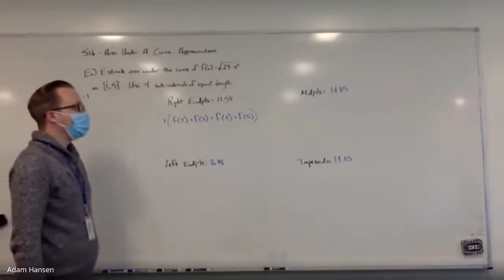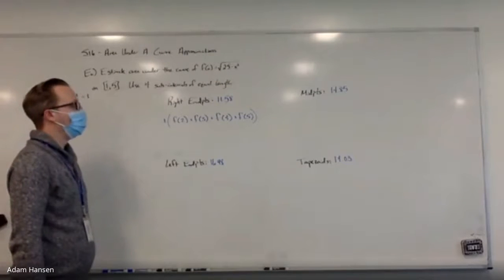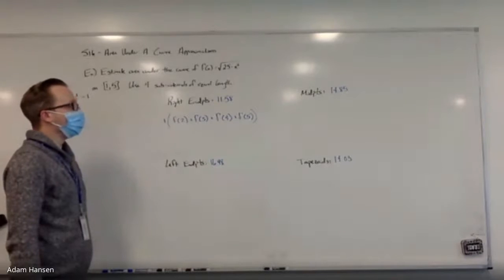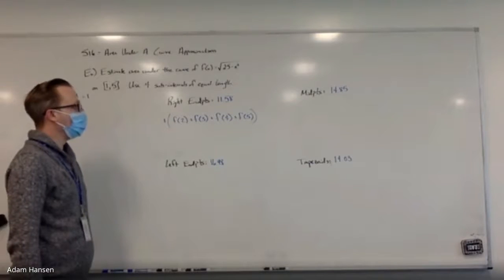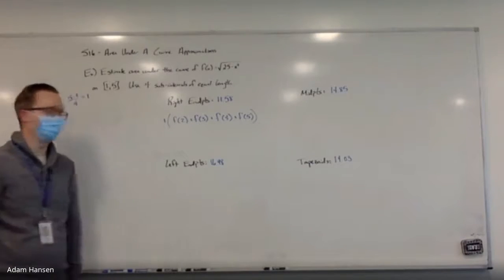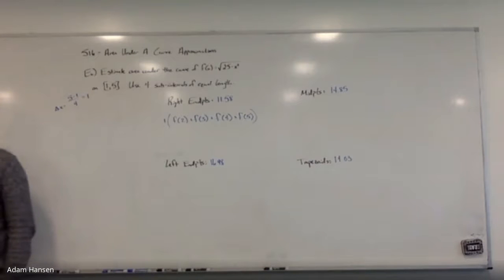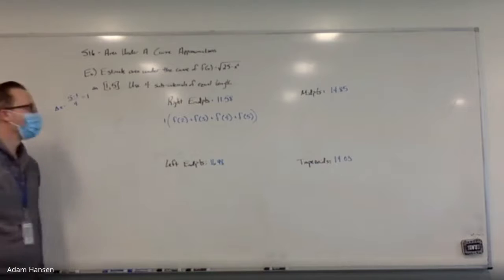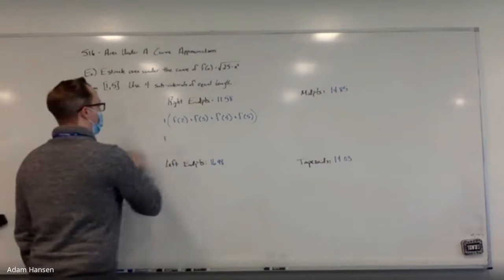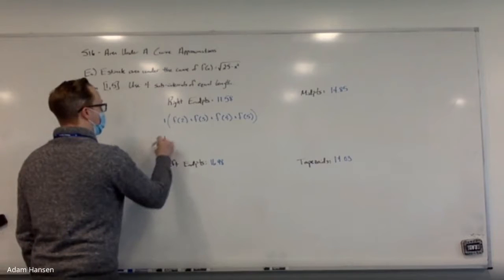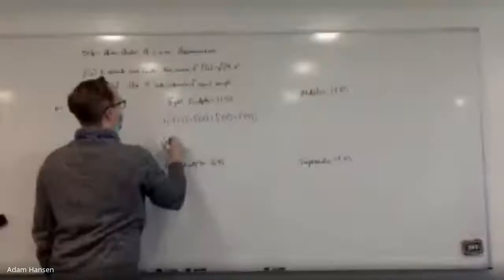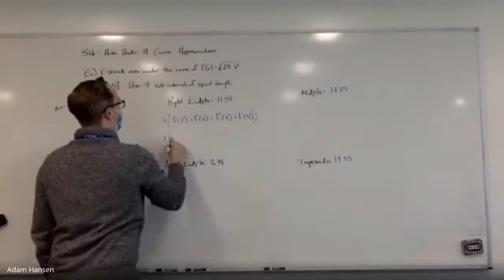Each rectangle intersects the curve on the right endpoint of each subinterval. So from x equals 1 to x equals 2, the first rectangle will intersect the curve at x equals 2, and its height would be given by f of 2, right? So base of 1 times the square root of 21.